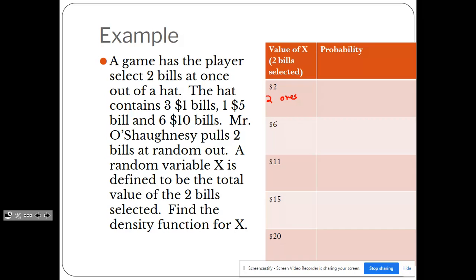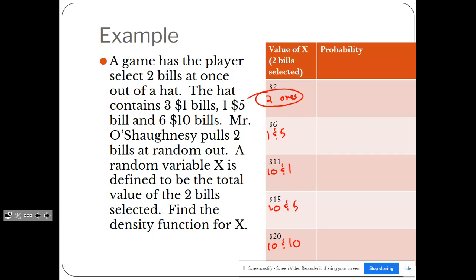I could have a 1 and a 5, that's my $6. I could have a 10 and a 1, that's $11. Or I could have a 10 and 5, or 10 and 10. So those are all my possible outcomes. Those are the values that my random variable can take on. All right. So to find each of these probabilities, I just need to figure out, for my value being $2, what's the probability of selecting 2 ones.